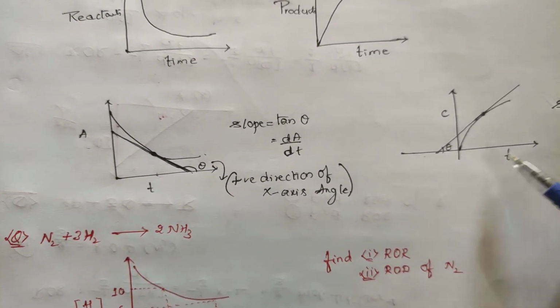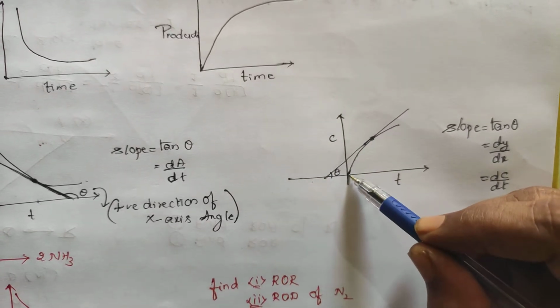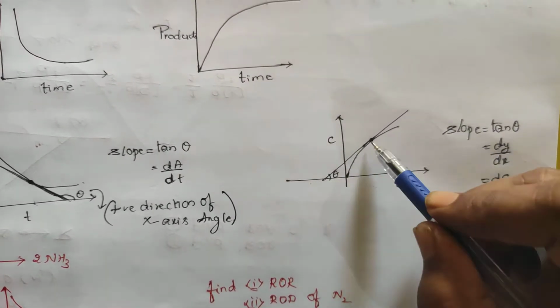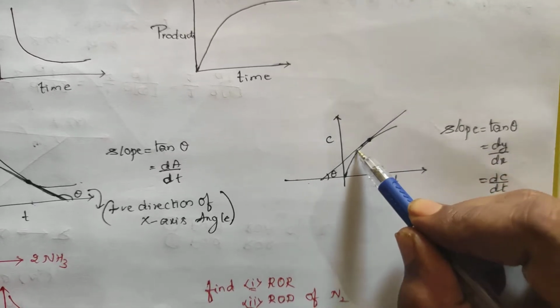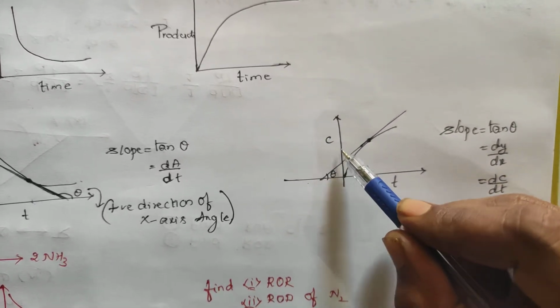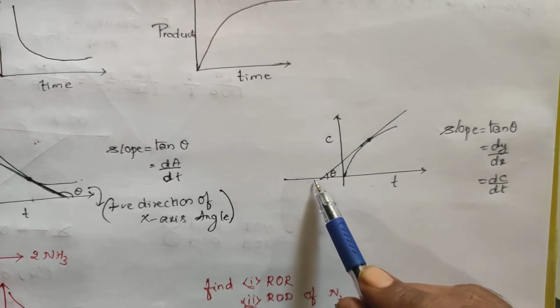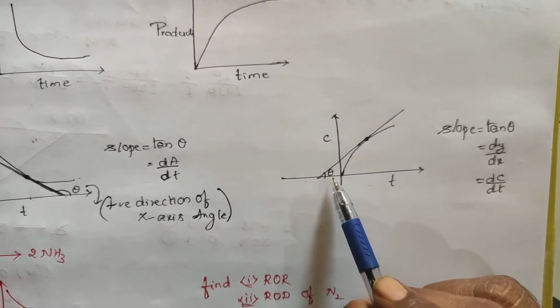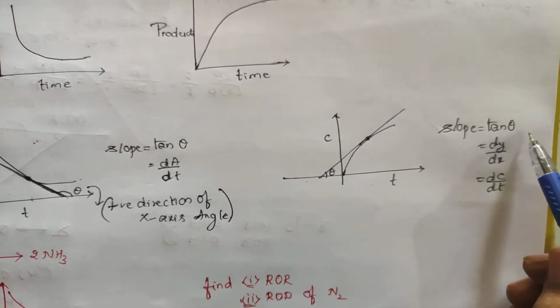Suppose, with respect to products, the product's concentration keeps increasing. At this particular point of time, if I draw a tangent, a line bisecting the y-axis as well as the x-axis, this side is negative and this side is positive. If I ask for the angle, what is the slope? Slope is equal to tan theta.